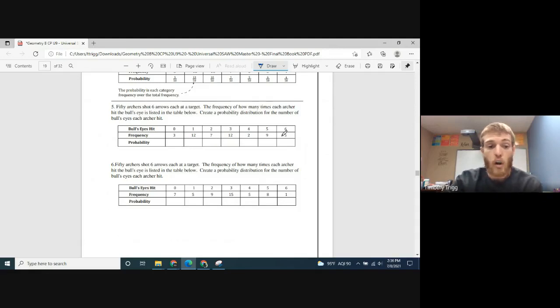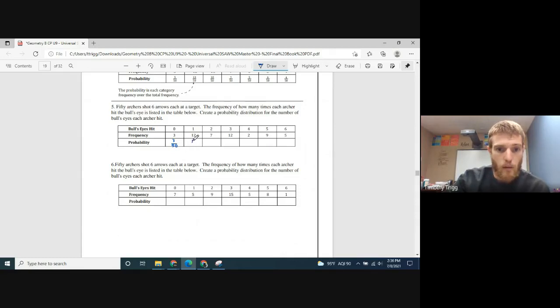So there's 50 total archers, right? So if you add these together, it should equal 50. But they already told us it adds to 50 because they said there's 50 archers. How many of the archers hit the bullseye 0 times? 3 people did. 3 archers out of 50. So the relative frequency there would be 3 out of 50. Or in other words, the probability of someone hitting 0 was 3 times out of 50. So it's the number of times it happened over the total. It's always over the total for probabilities.